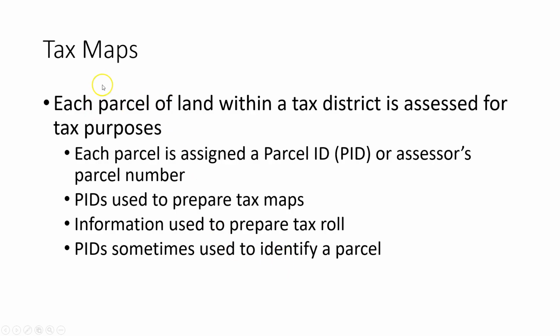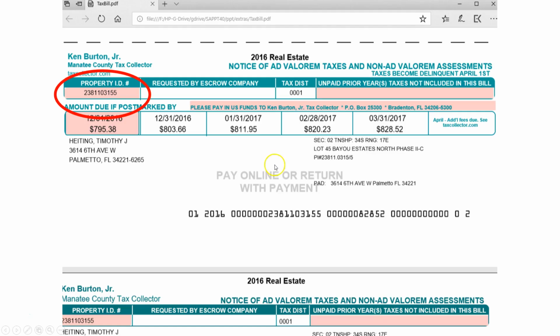And from this we get tax maps. Each parcel of land within a tax district is assessed for tax purposes. Each parcel is assigned a parcel ID number or an assessor's parcel number. And IDs are used to prepare tax maps, information used to prepare a tax roll so they know how much they're going to tax you, and also used to identify individual parcels. So every parcel of property in a county will have a unique ID. And if we look at a typical tax bill, you'll see that property ID up there, and that uniquely identifies the property.